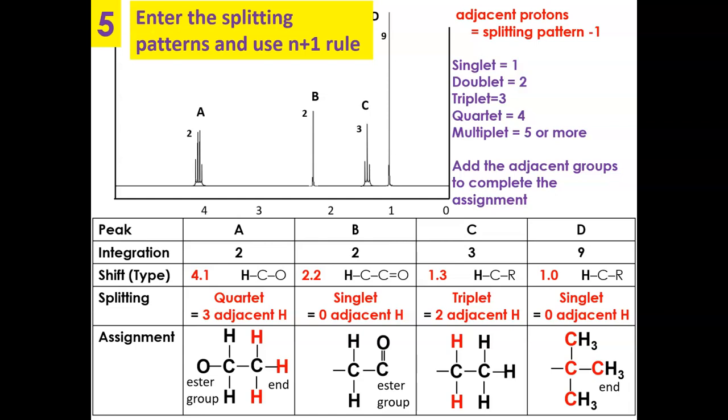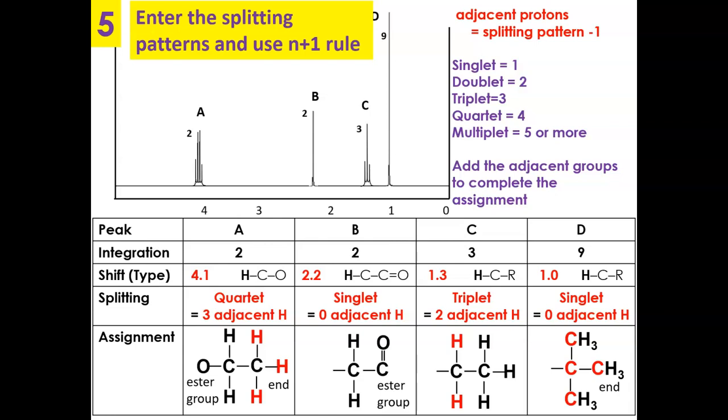Well, of course, peak C, we can already recognize that we have a triplet there, which means 3 minus 1, that there are 2 adjacent protons. Well, this, of course, is the other part of our alcohol group side on the single bond oxygen. This is confirmation that our methyl group on the end is correct and is immediately bonded to a CH2, which is why we got the triplet.